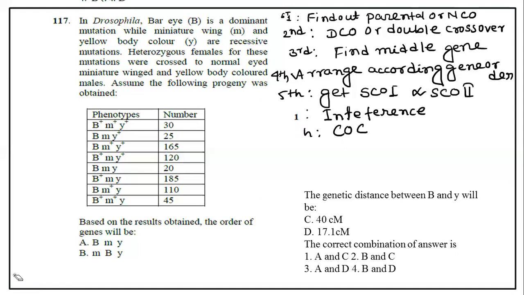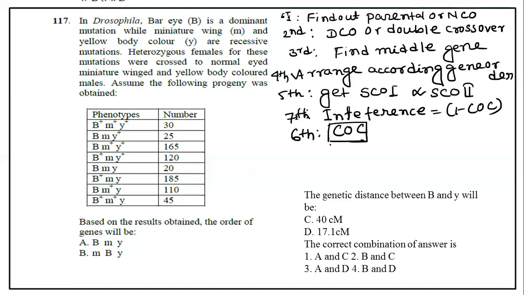Interference equals 1 minus COC, 1 minus the coefficient of coincidence. Coefficient of coincidence equals the observed frequency of DCO by the expected frequency of DCO.